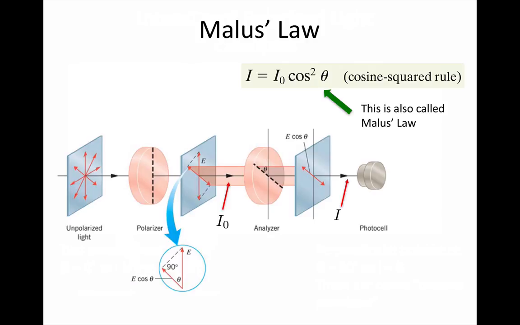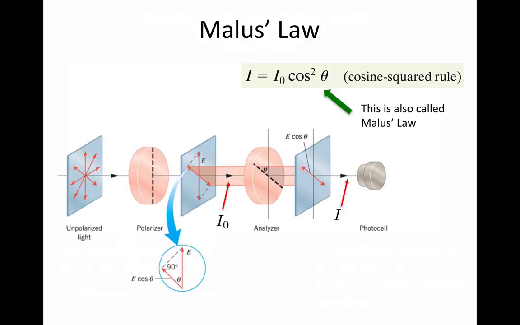Malus's law describes the intensity that you get after light has passed through two polarizers. So we start with unpolarized light. Then the first polarizer turns it into polarized light of amplitude E and intensity I0. Then a second polarizer is inserted. We call that one the analyzer. The angle between the two is theta.